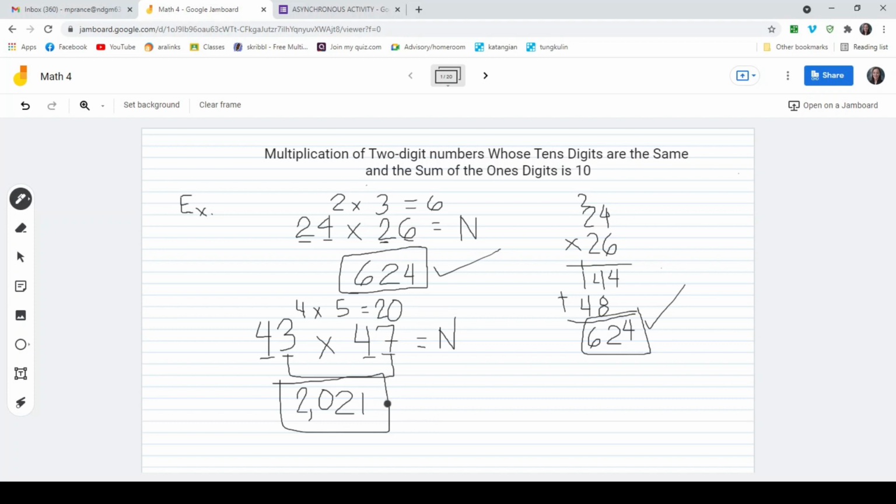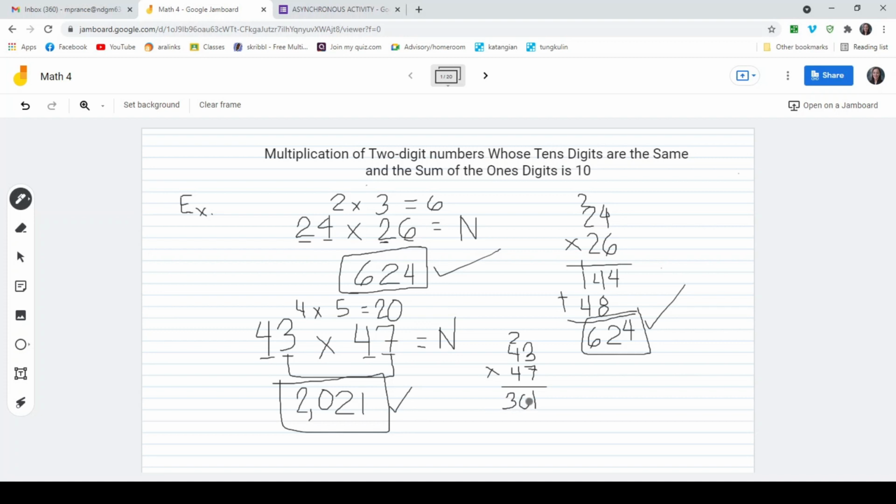But let's try to check our answer by doing the computation on a piece of paper. So let's check if that is really correct. 43 times 47. So I am just showing you that our product is really correct. 7 times 3 is 21. You put 1, regroup 2 at the tens place. 7 times 4, 28 plus 2 is equal to 30.